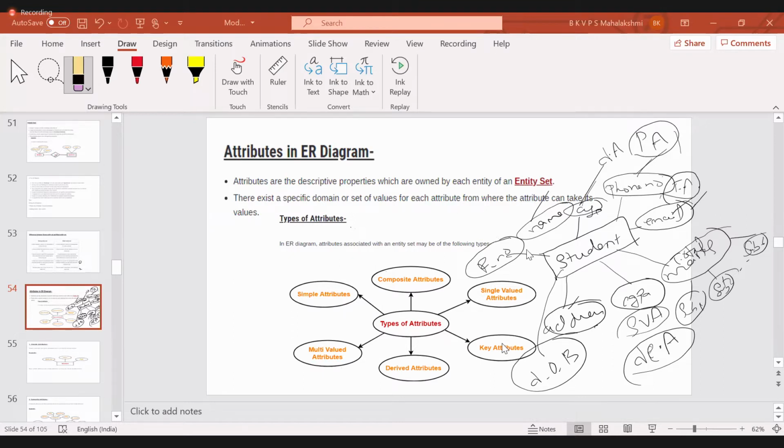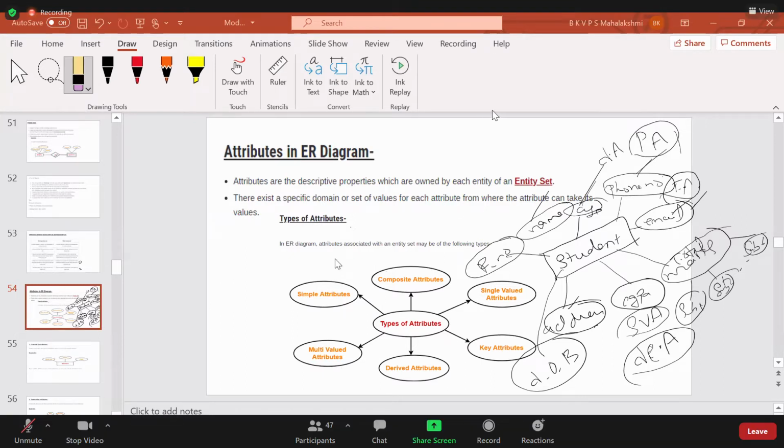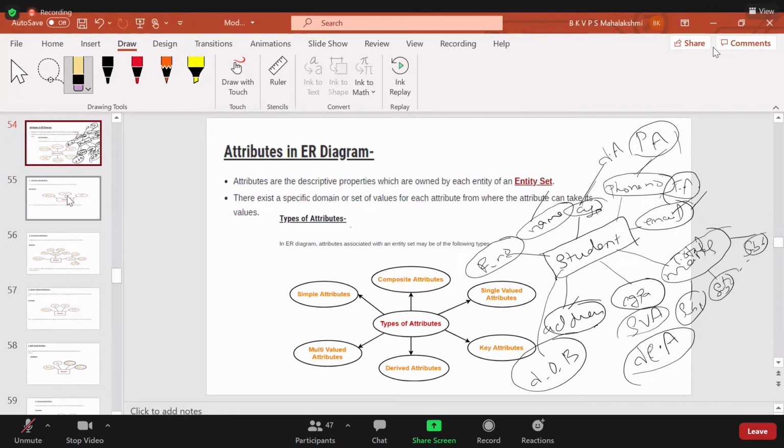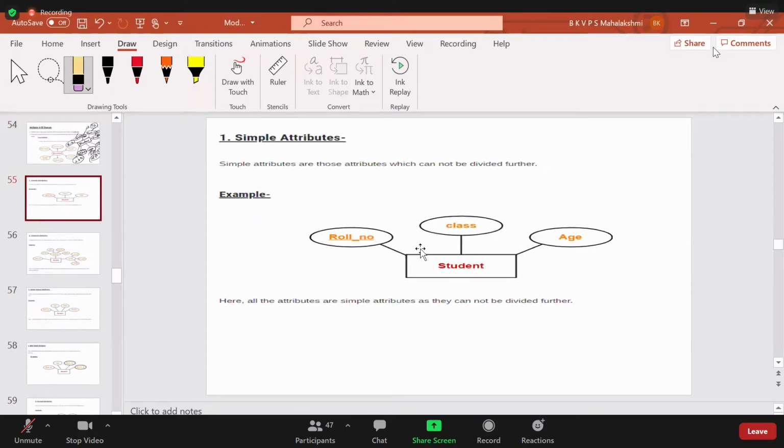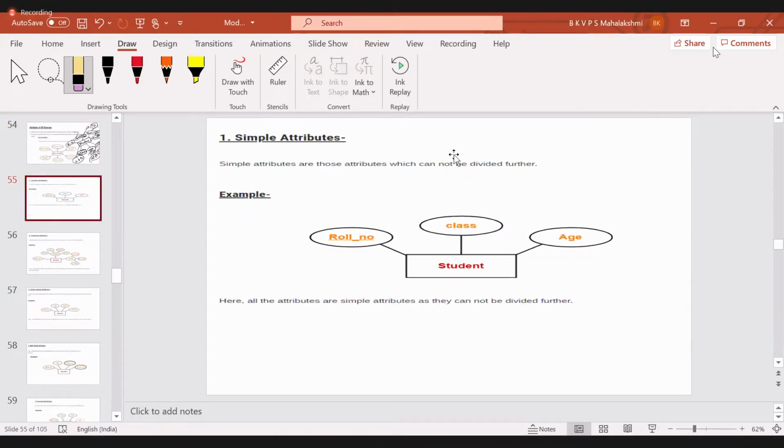Okay. So this is where we have stopped. So let us go in detail about each and every type of attribute. So it is a simple attribute. See here, a simple attribute is nothing but one which cannot be divided further. That is why name has not been included here. These are the simple values only.